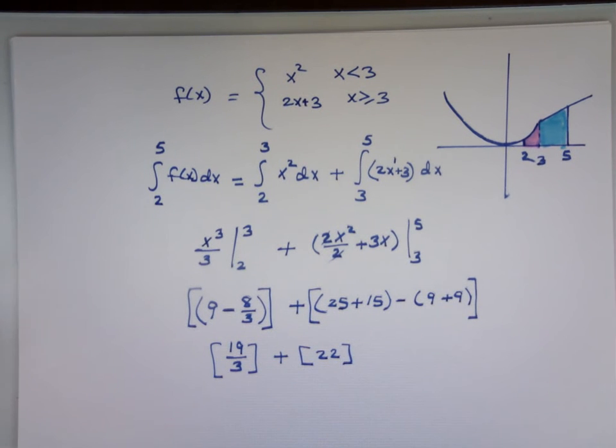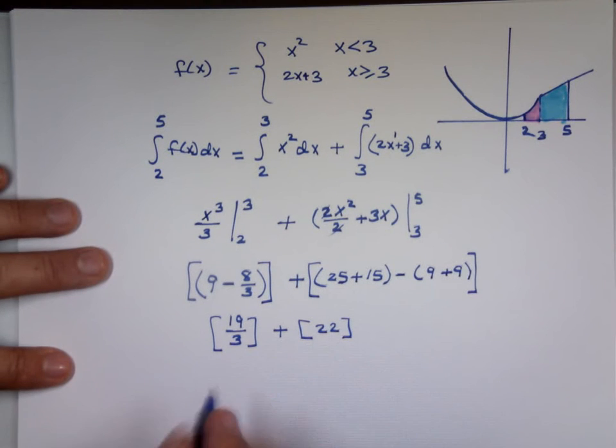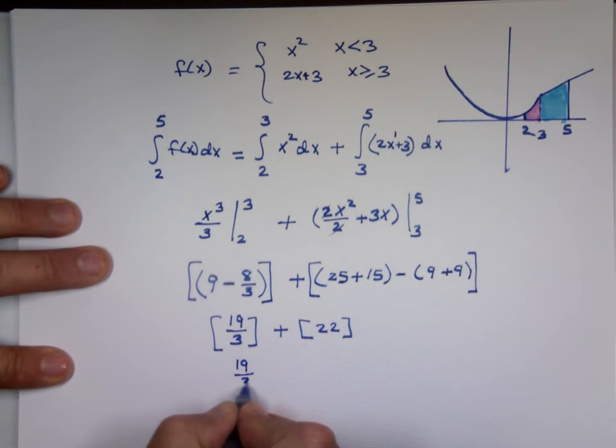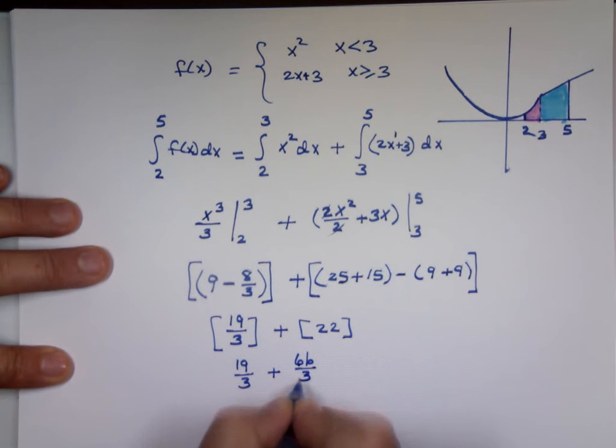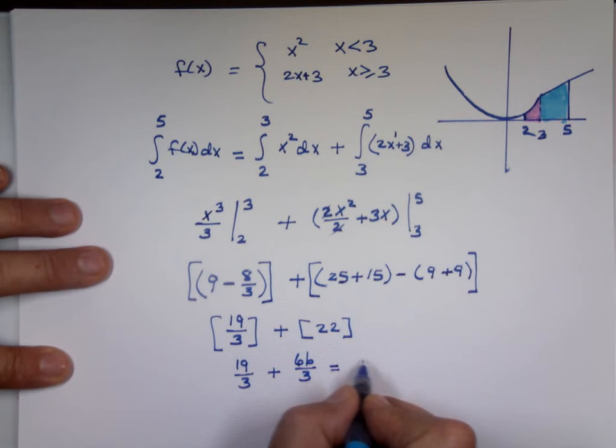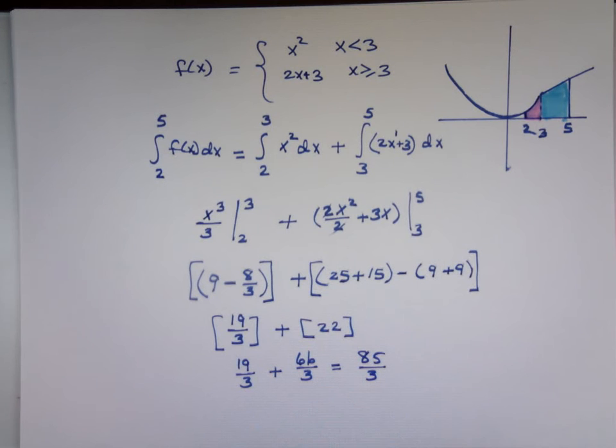So if you want to add them now, your common denominator is 3. That's 66 over 3. 85 over 3, is it? Or 75? 85? Yeah. 85 over 3. That's the area.